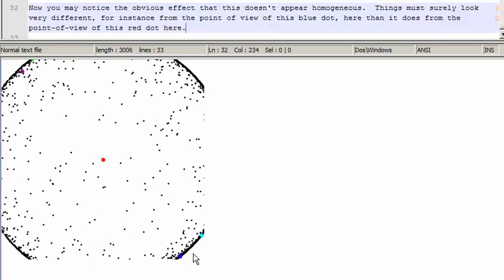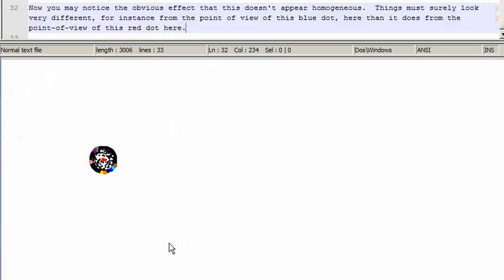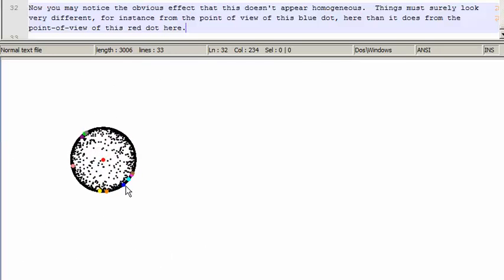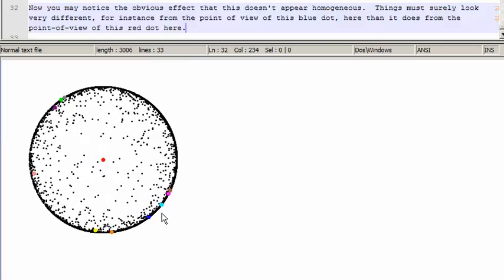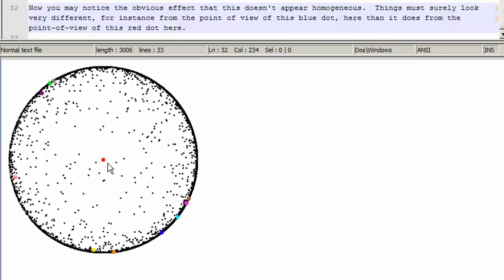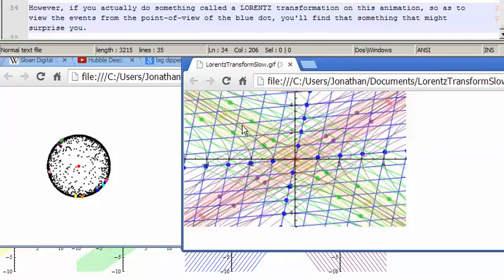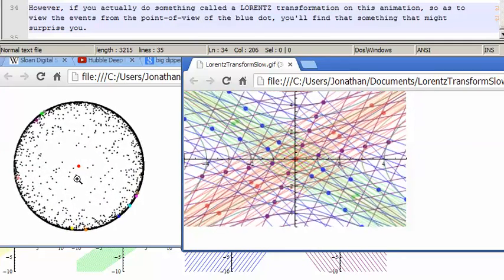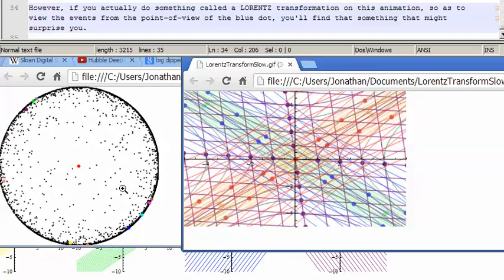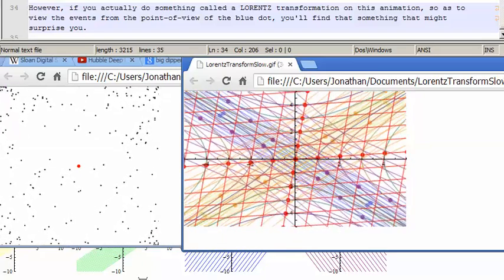You may notice the obvious effect that this doesn't appear homogeneous. Things must surely look very different from the point of view of this blue dot here than from the point of view of this red dot here. However, if you actually do something called a Lorentz Transformation on this animation, so as to view the events from the point of view of this blue dot, you'll find something interesting.